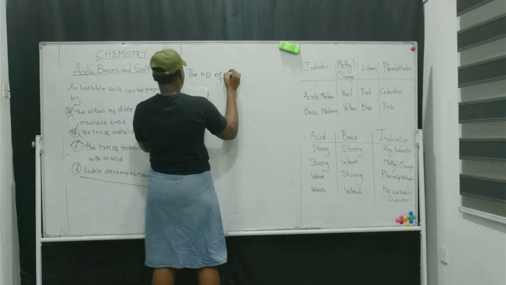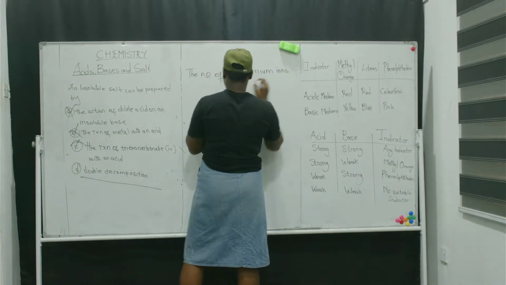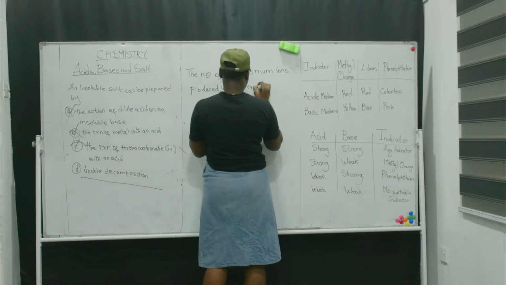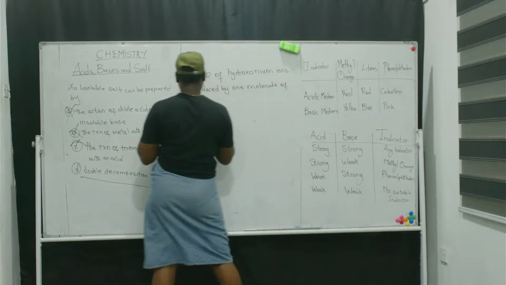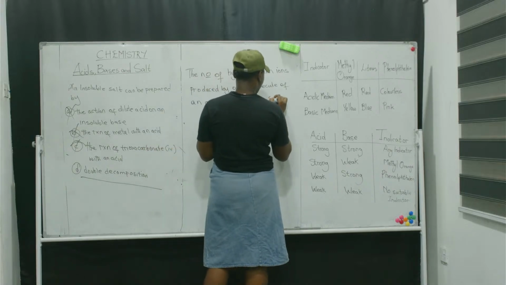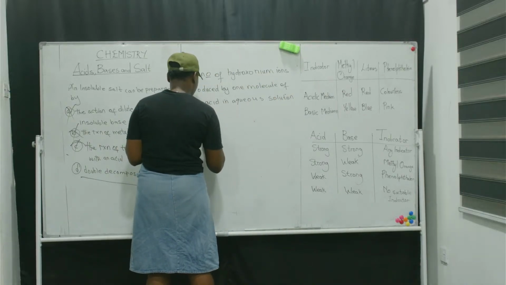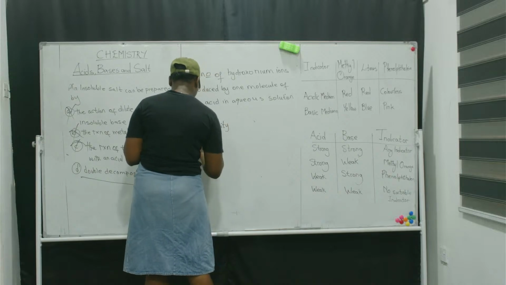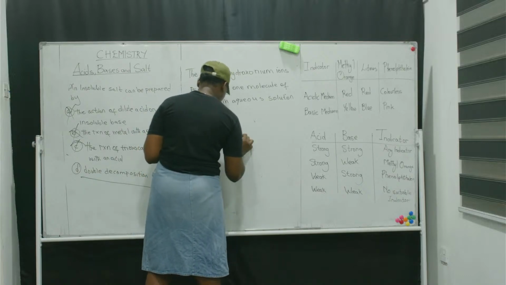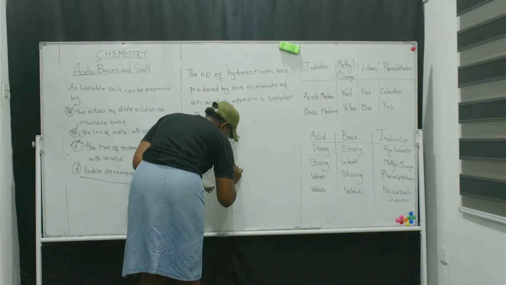The number of hydronium ions produced by one molecule of an acid in aqueous solution is its A, basicity, B, acid strength, C, pH, D, concentration.